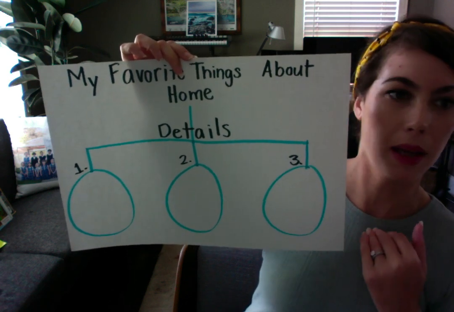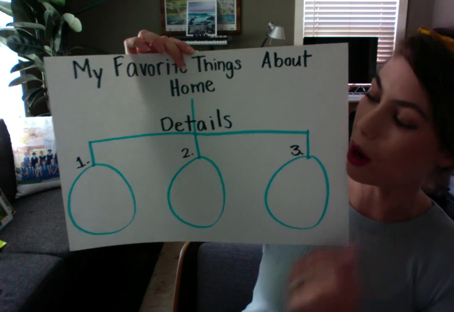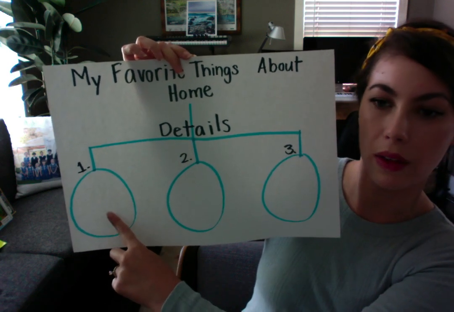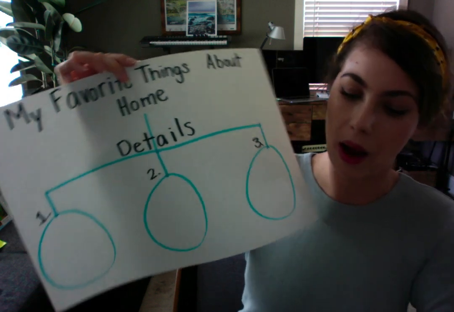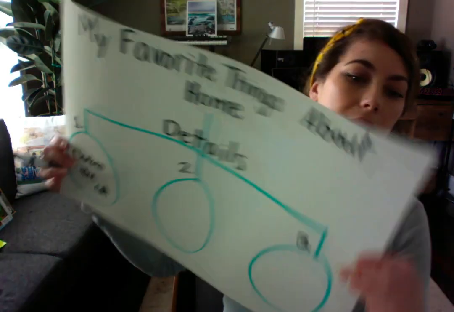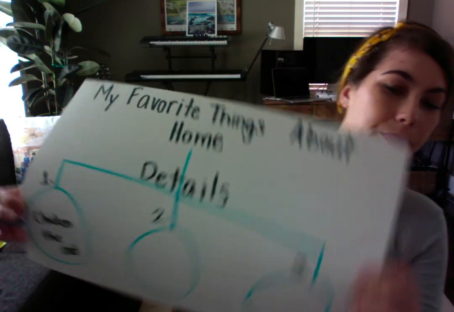But if I was coming up with my own favorite things about home, I would write one thing that's my favorite thing here, another here, and another here. So I'm going to do that right now while I'm talking with you. And I'm thinking to myself, and I want you to imagine you're me, okay? So this is what you're going to be doing too. And I'm thinking, okay, one of my favorite things about home is Chicken, my cat. So I'll write Chicken the cat in my first place on my web.